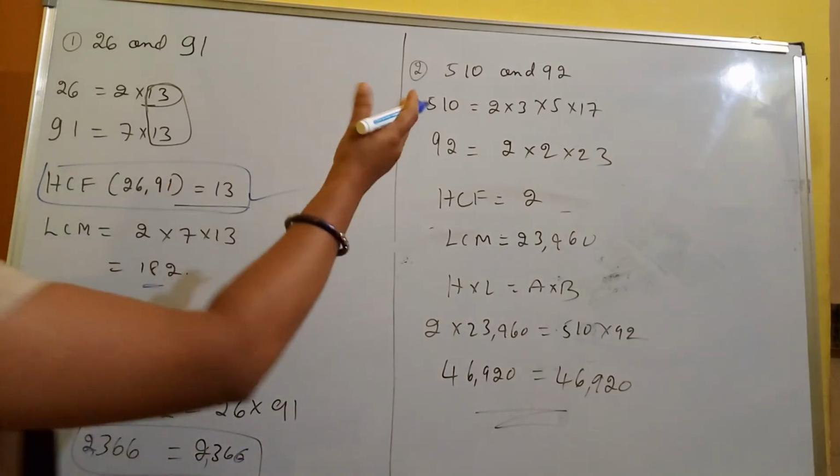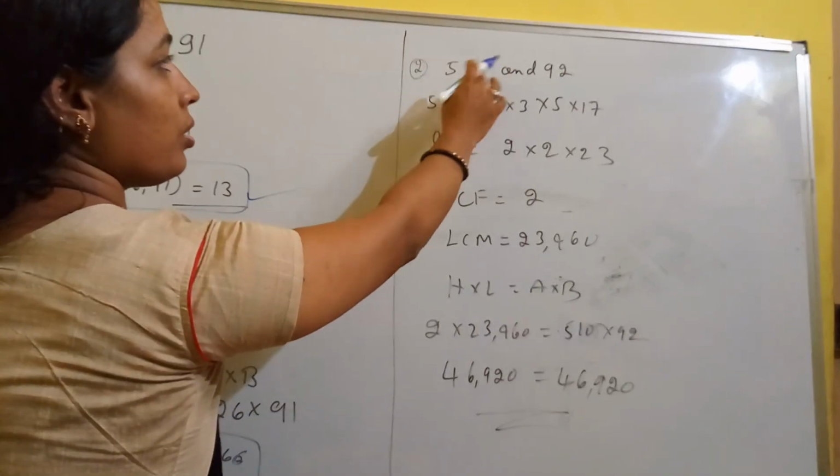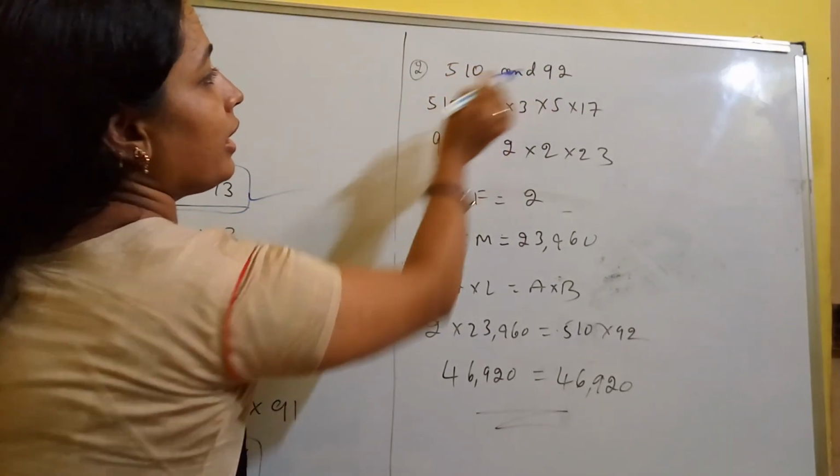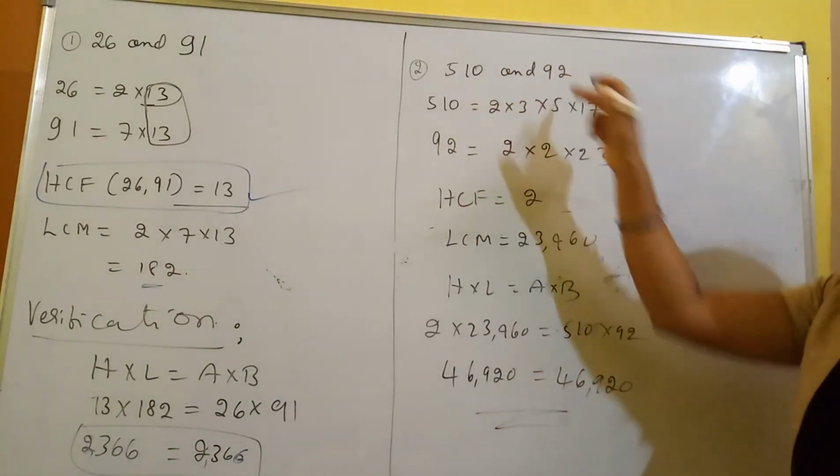Like that, we can take the second problem. Here the given two numbers, what are they? 510 and 92. Is it right? Here they gave two numbers, 510 and 92.